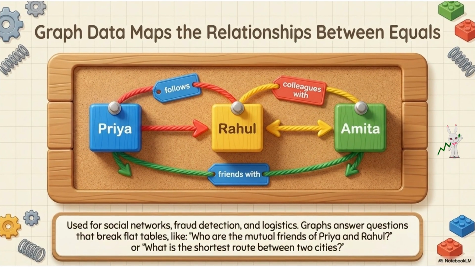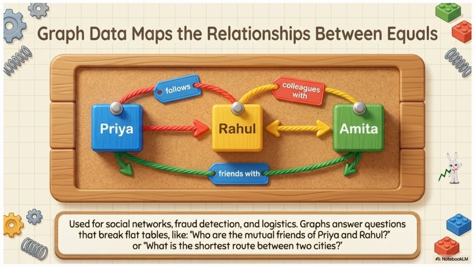Graph data maps relationships between equals. It's used in social networks and fraud detection, answering complex questions about connections and routes that flat tables cannot. Nodes represent entities and edges represent their relationships.